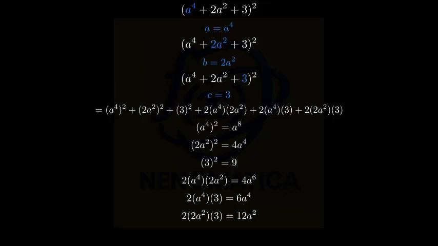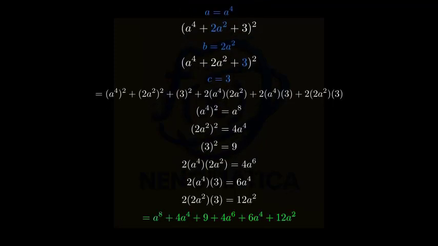Now, let's combine all the terms to get our final expansion. We have a to the 8th power plus 4a to the 4th power plus 9 plus 4a to the 6th power plus 6a to the 4th power plus 12a squared.